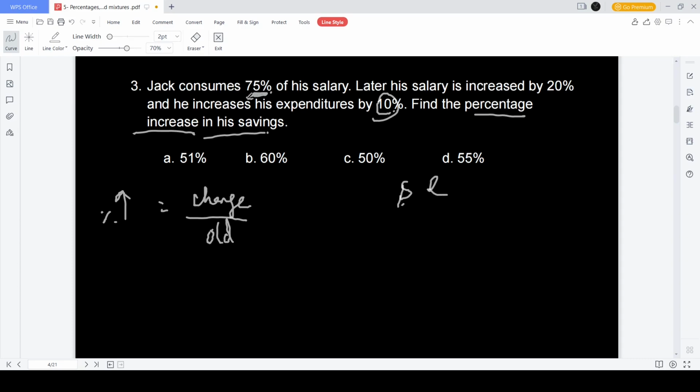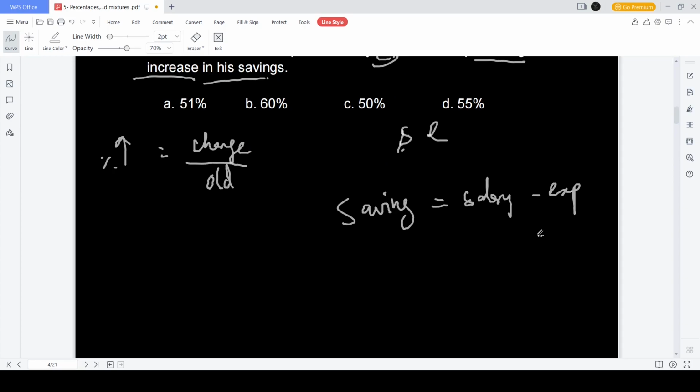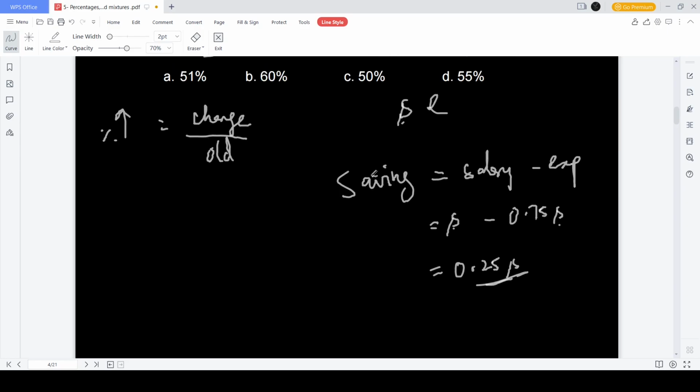Okay, so his old savings were obviously how much he earns, salary minus his expenditure. So he spent 75%. That means if this was S, he spent 0.75 S. So he's left with 25% of his salary. Okay, that was his old savings.